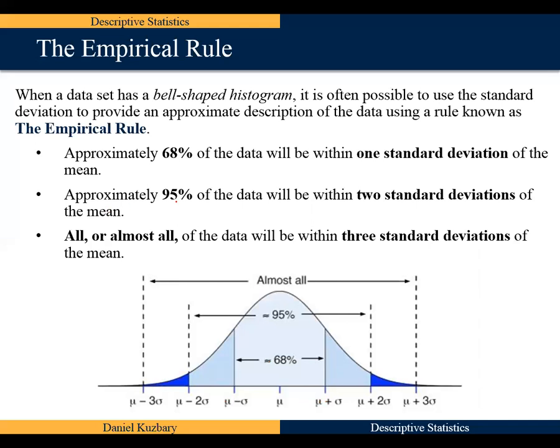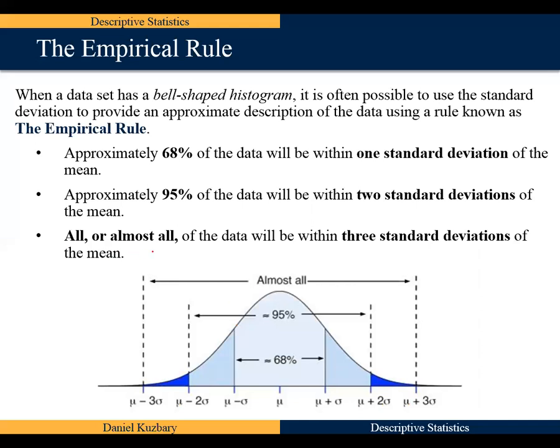We can also say that approximately 95% of the data will be within two standard deviations of the mean. If you subtract two standard deviations or add two standard deviations, then you can say that about 95% of the data is going to fall within two standard deviations of the mean, or between this number and that number, whatever they are. It's a really powerful thing.